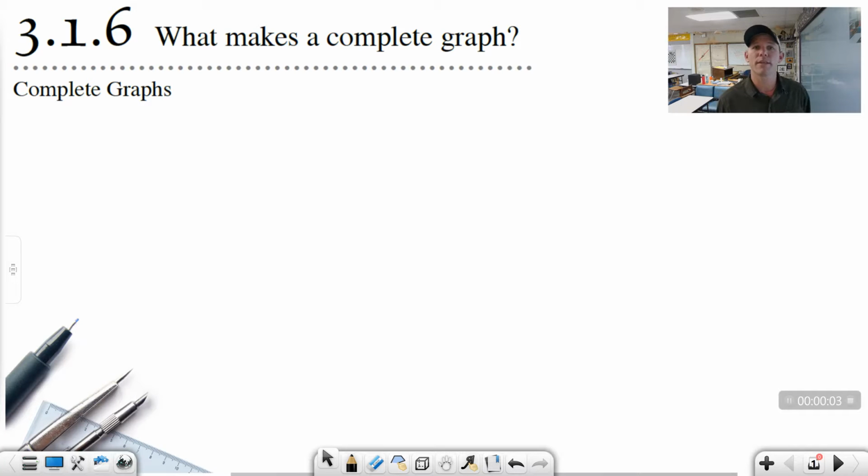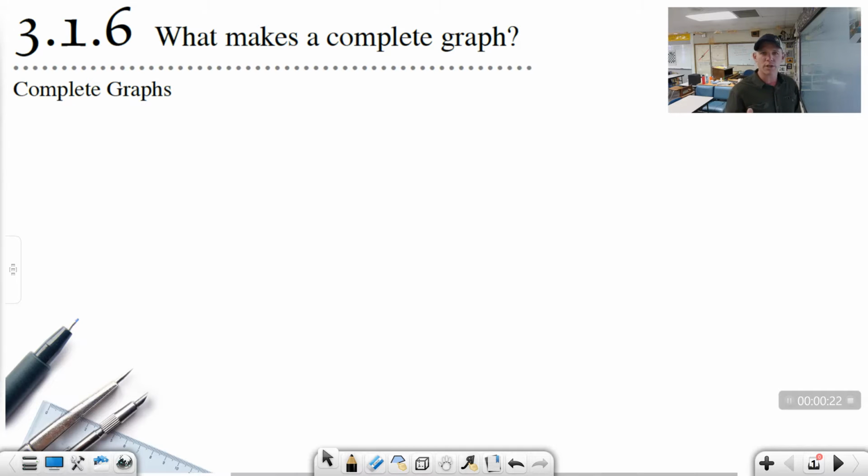Welcome everyone to lesson 3.1.6. Today we are doing three problems that say what makes a graph complete. We're talking about a complete graph. You'll notice at the top where it says complete graph and then it says silent board game.